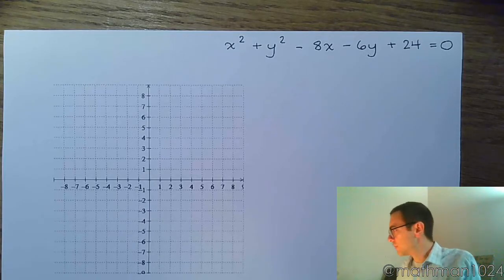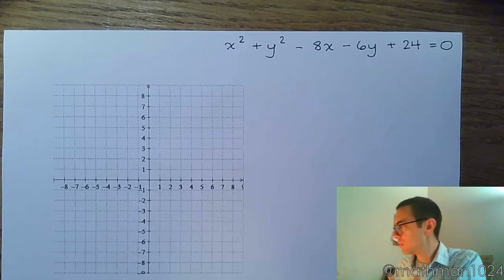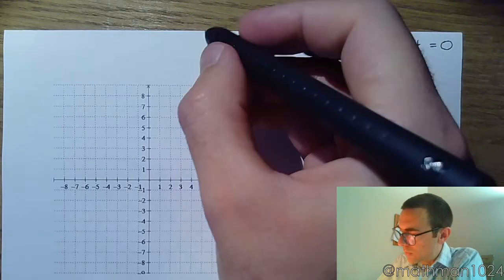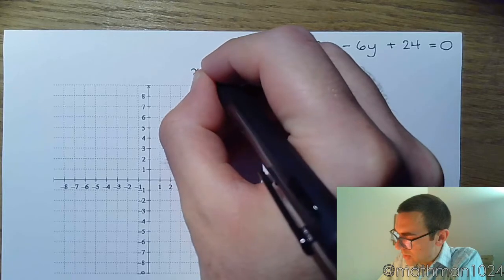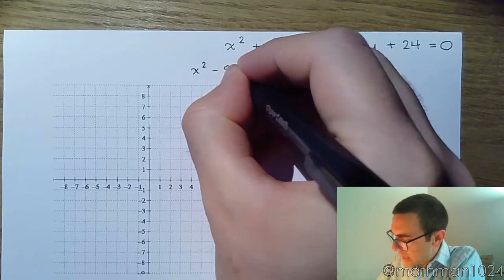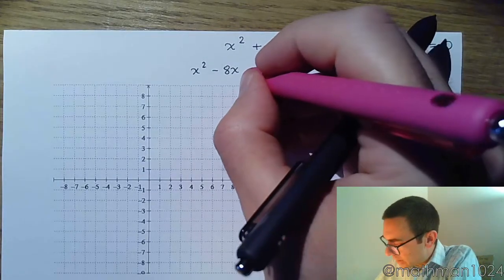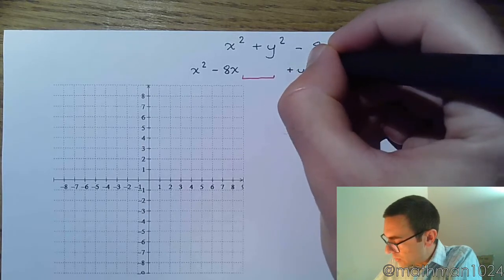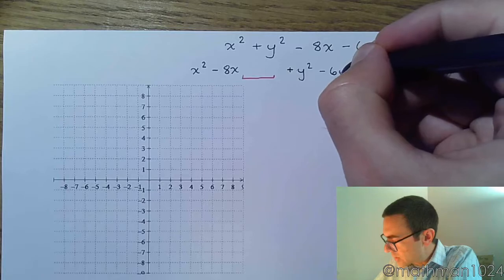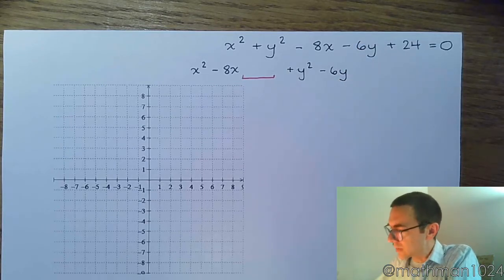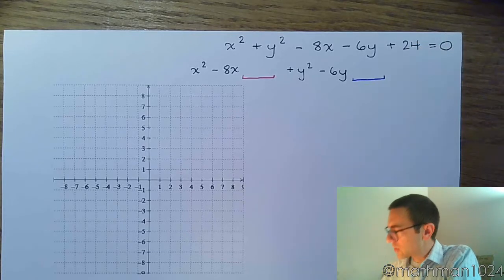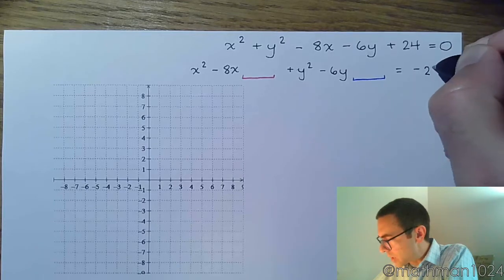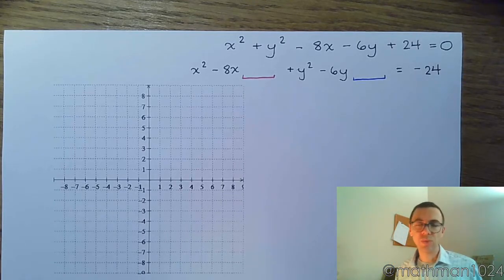So the first part of this, though, is just rearranging terms. So we're going to move the 24 to the other side. But while we're doing that, let's go ahead and rearrange our x's. So I'm going to put my x's together. So that's x squared minus 8x. I'm going to leave a gap here because I need to complete the square in the next step. Plus, let's take care of the y's. So that's y squared minus 6y. And just like the x's, you need to leave a gap so that you can complete the square. And that 24, just like we would do with completing the square, we're going to move that to the other side as a negative 24.